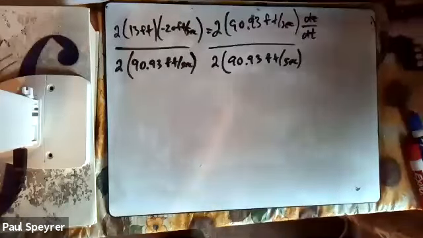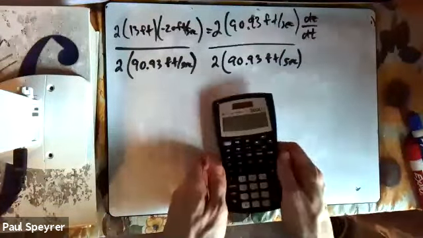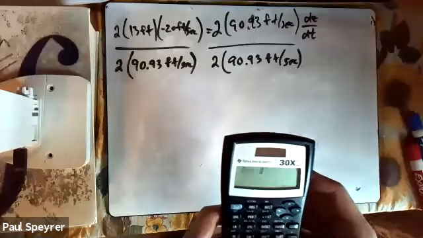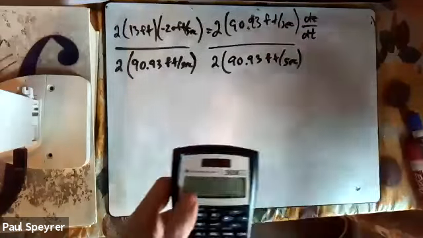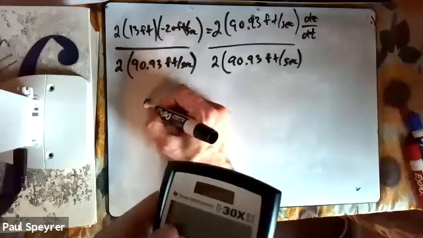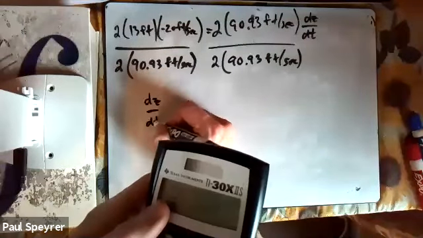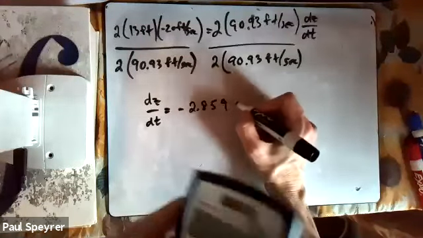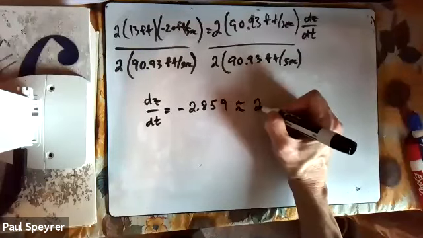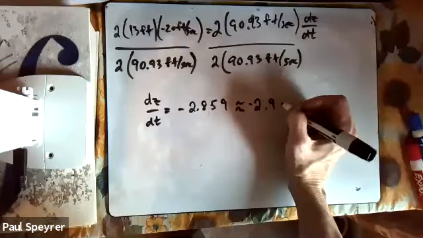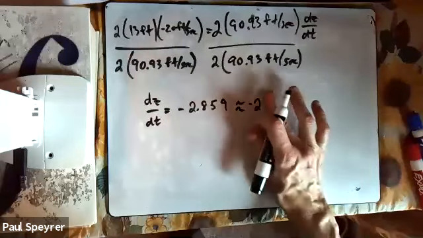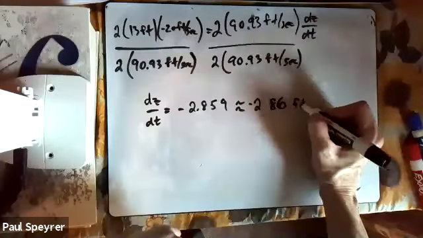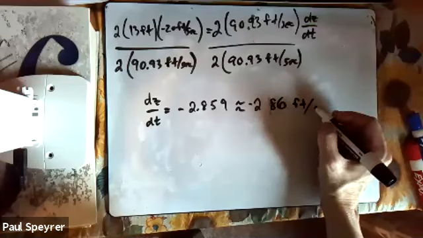All right, so calculator, right? And you wind up with dz dt equaling negative 2.859. So if we round it to 2 decimal places, it's 2.86. Negative 2.86 feet per second.